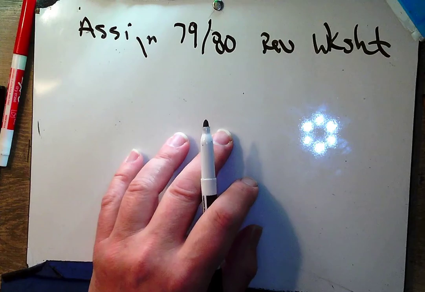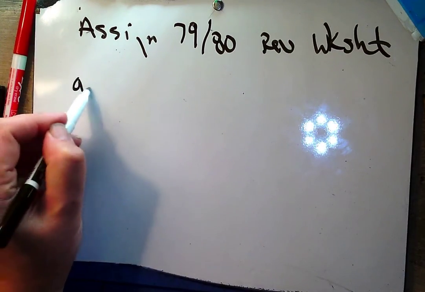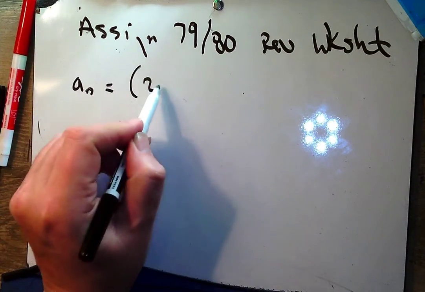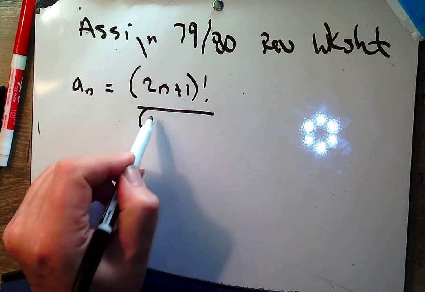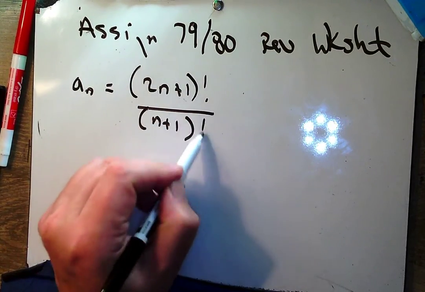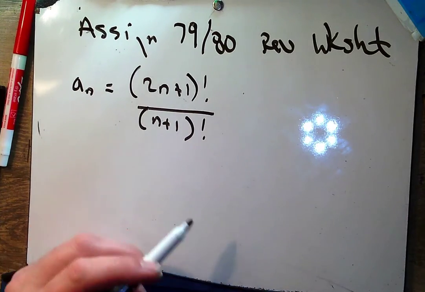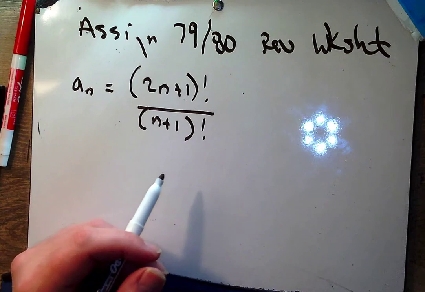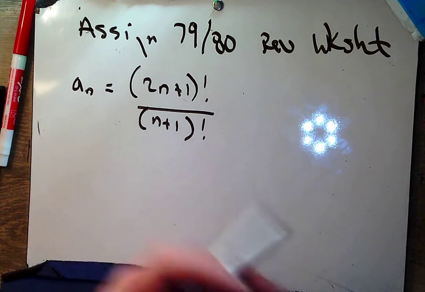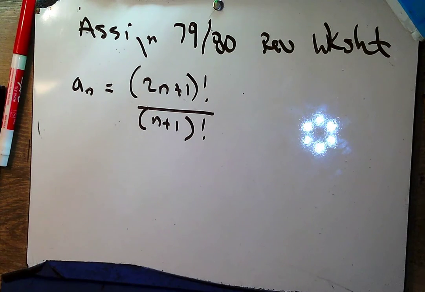Write the first 5 terms in the sequence. A sub n equals (2n plus 1) factorial over (n plus 1) factorial. And as is always the case, I recommend that you actually try and do this assignment on your own and then come here to check your work, your thinking, and your answers.